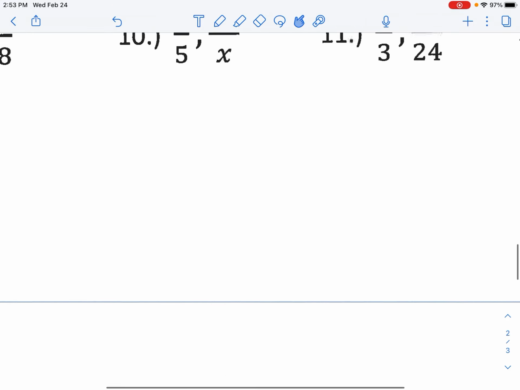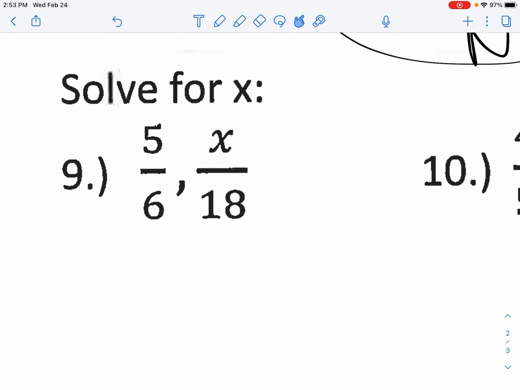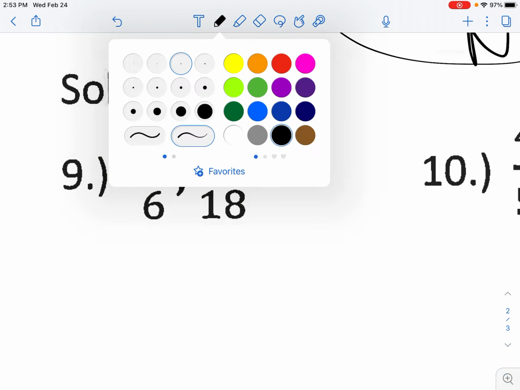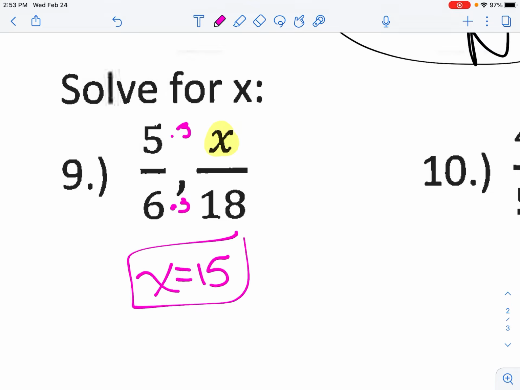Okay, we are almost finished. The very last skill is finding a missing term. So, quickest way to do this one, we're trying to solve for x up here. I can quickly see that 6 times 3 is 18. So if I multiply 5 times 3, I get 15. So all you would write for me there is x equals 15.